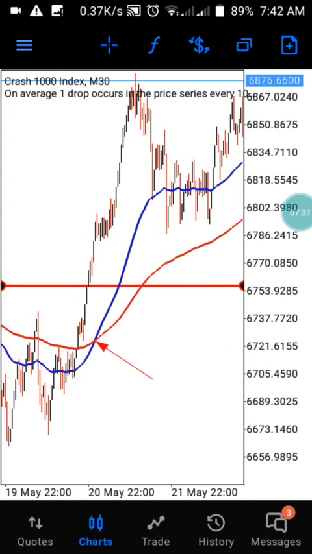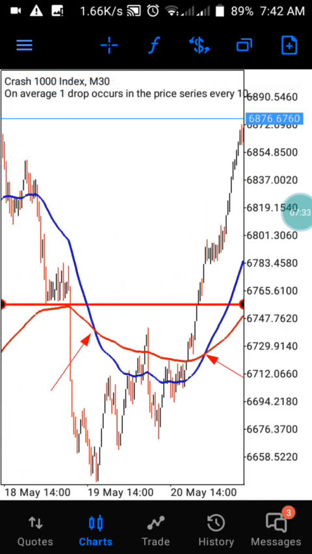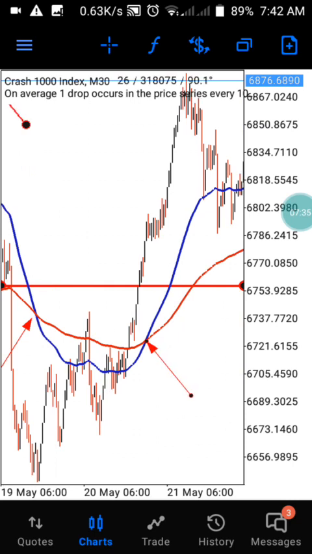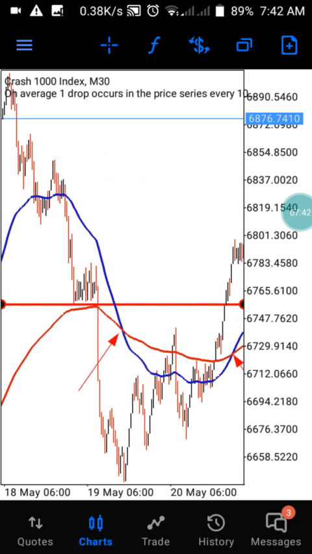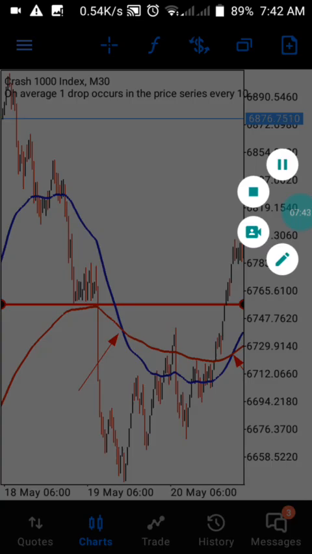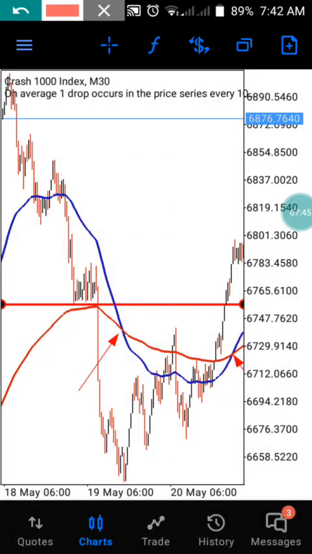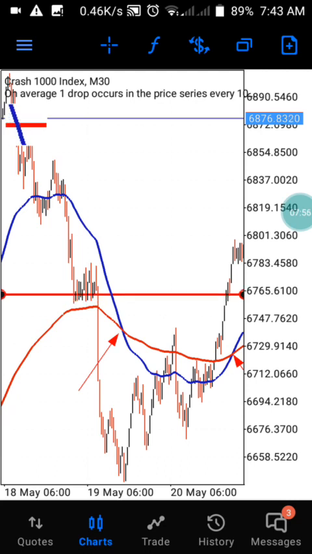Another crossing is happening at this area. You see another crossing here. So we are going to check another crossing here. Then you place it around this place. Okay, once you place it around here, you see that. Then you check your average from this level, which is this area, which is 6765. That is the area. Then you are going to be placing your horizontal at that level.